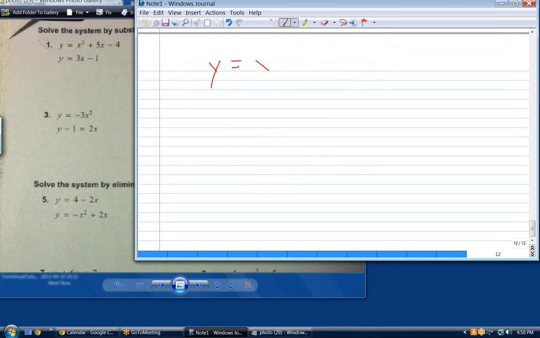Substitution is exactly what it says. I'm going to substitute one variable for another, and in this case, both equations are written in terms of y equals. So how do I use substitution to solve this? I was gone when we learned substitution and elimination. Okay. I don't know how to do this.